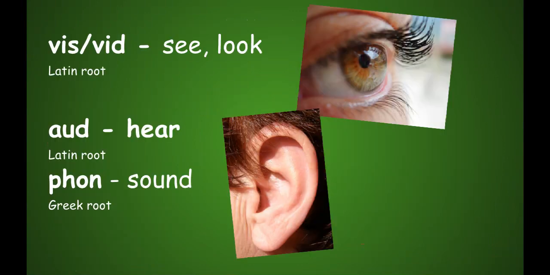So the roots that we're working with this week are vis and vid, which means see or look, and these are both Latin roots. Aud means hear, and it is a Latin root. And phone means sound, and is a Greek root.